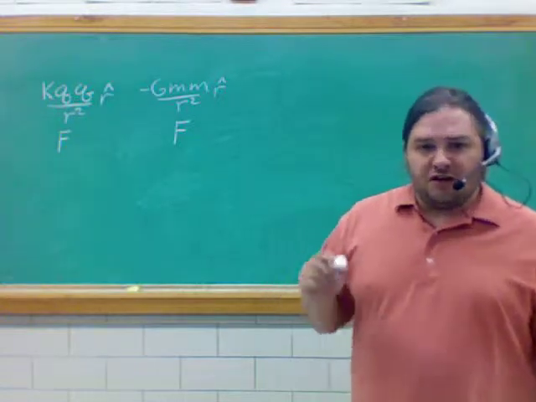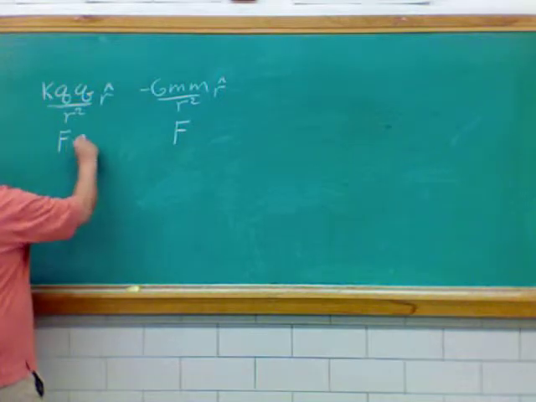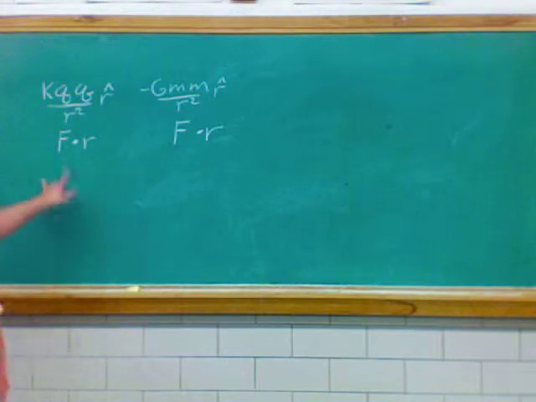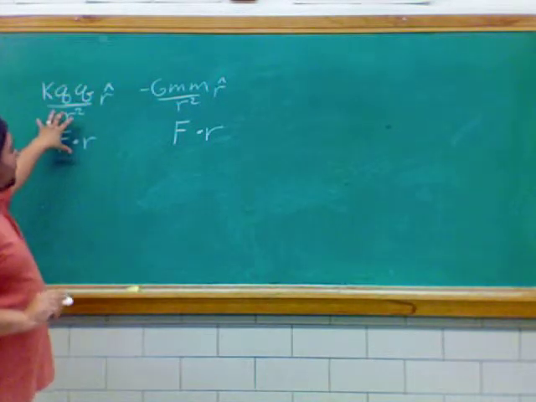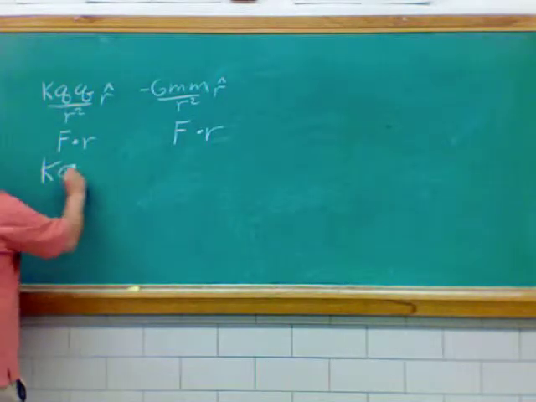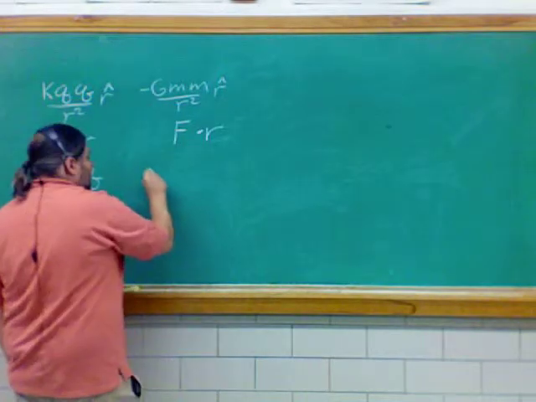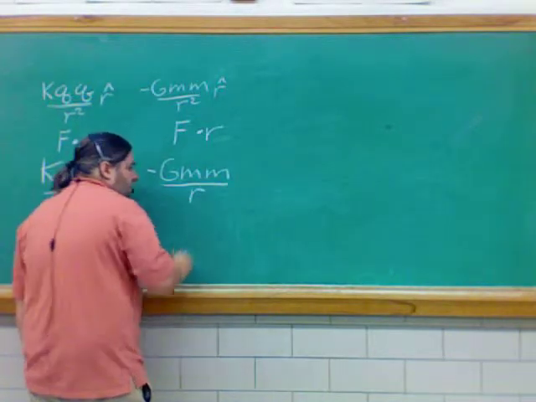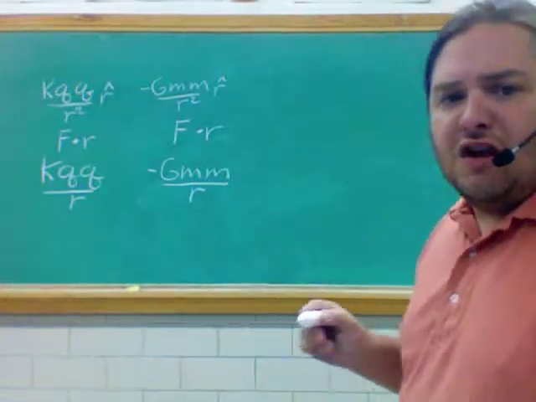That displacement is actually pretty simple. It's r. So I've got force times radius. If I substitute this in here, I get this equation: k Q Q over r, and bringing it down here, negative G m m over r. So look at that. I've got my kQQ over r, and I've got my negative GMm over r.